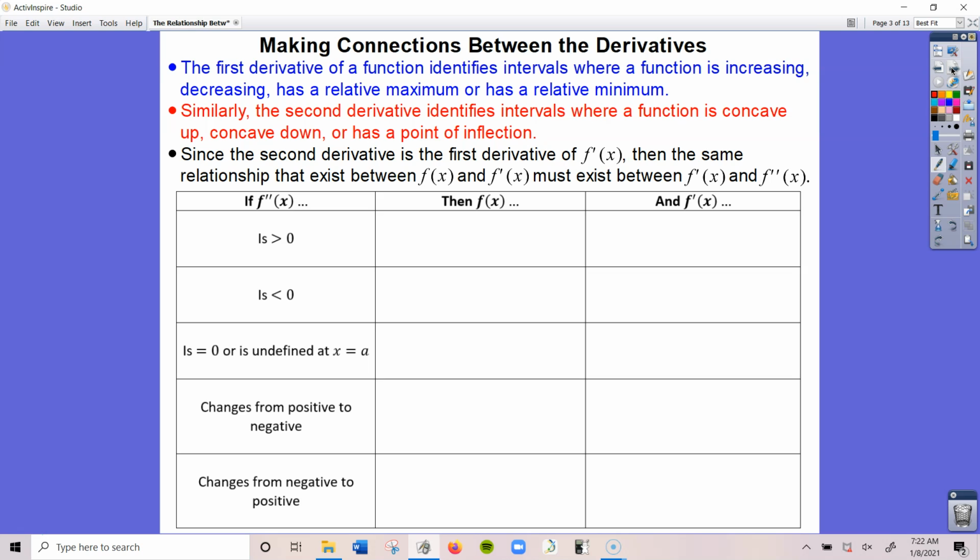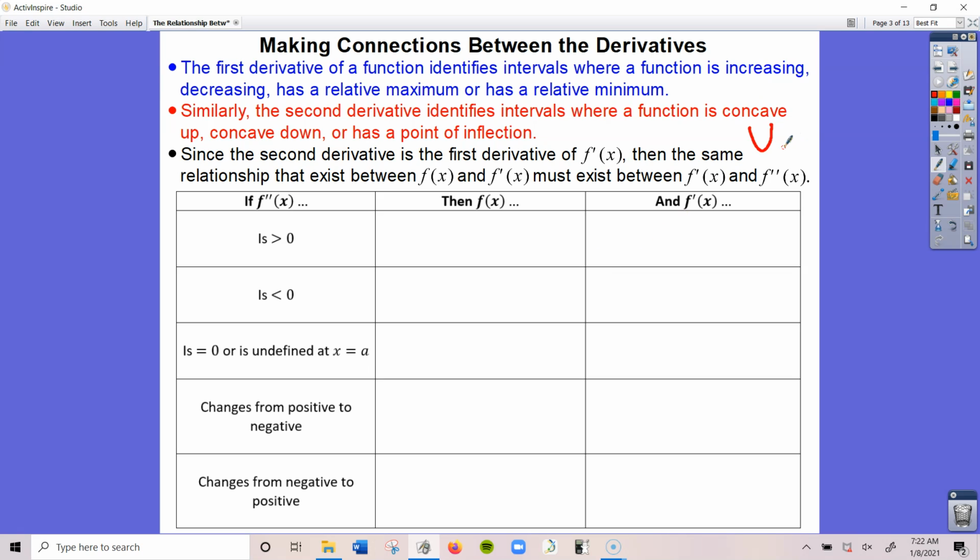Now let's look at the second derivative. The second derivative tells us information about both the function and the first derivative. If the second derivative is greater than 0, what this tells us is concavity. This means concave up, so it kind of looks like a cup. That's how I remember concave up: cup.